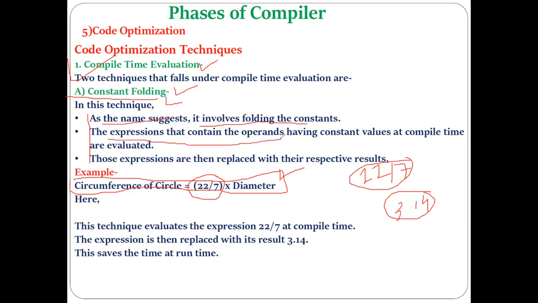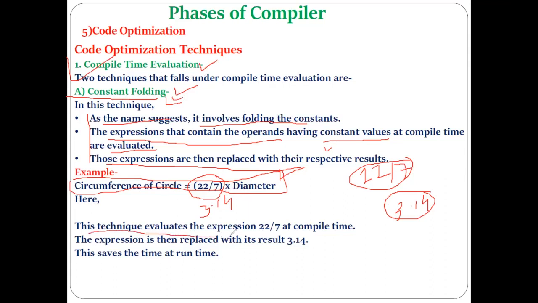The expressions that contain operands having constant values at the compile time are evaluated. Means if in your expression there are certain operands having constant values, then that gets evaluated at the compile time. Those expressions are then replaced with their respective results. Whatever the result of this evaluation, that is 3.14. So instead of 22 by 7, 3.14 will be replaced. No need to do the computation at runtime, because this computation has already happened at the compile time, and that is the reason it is called constant folding, and it is referred to as compile time evaluation.